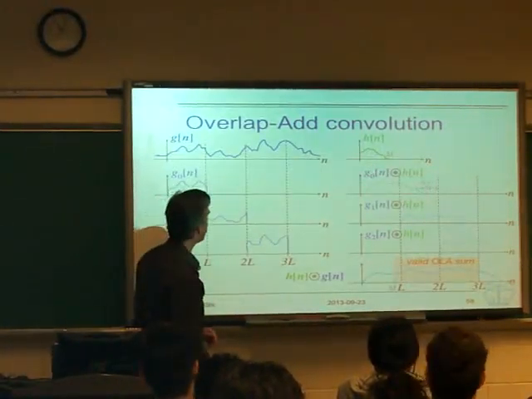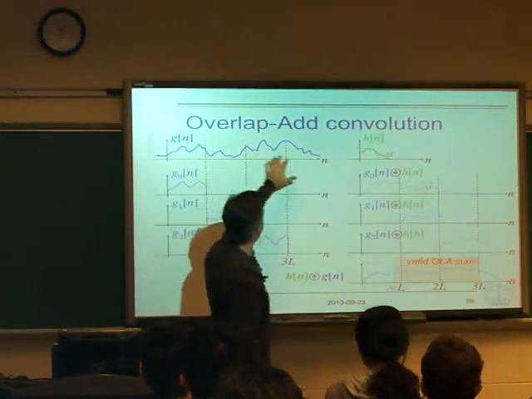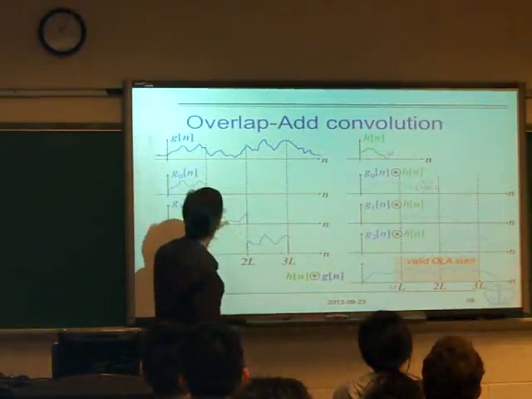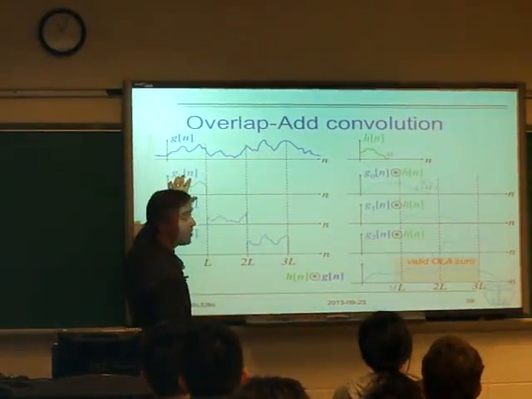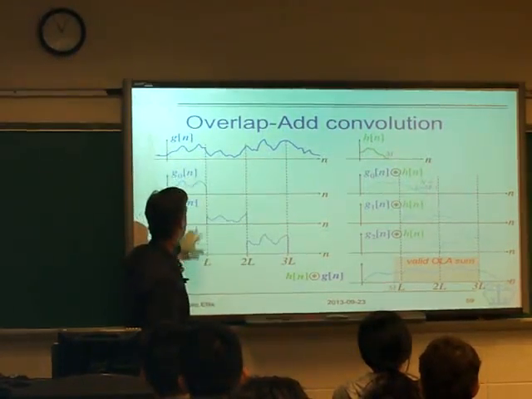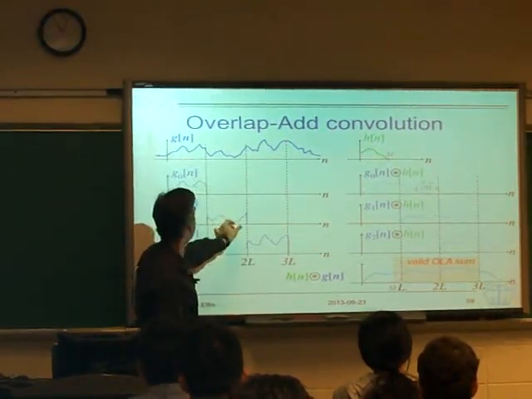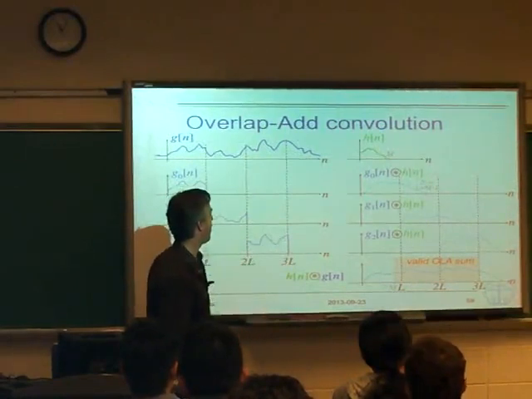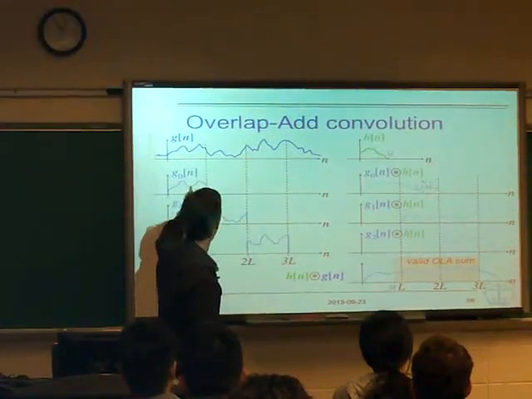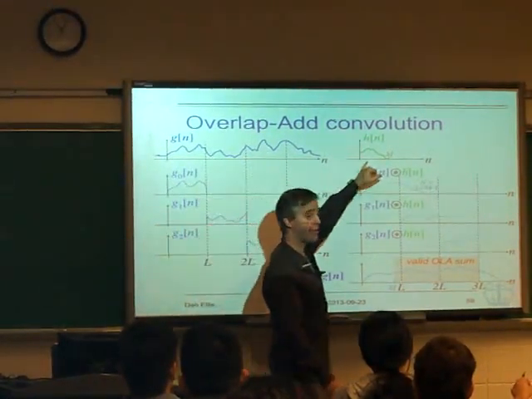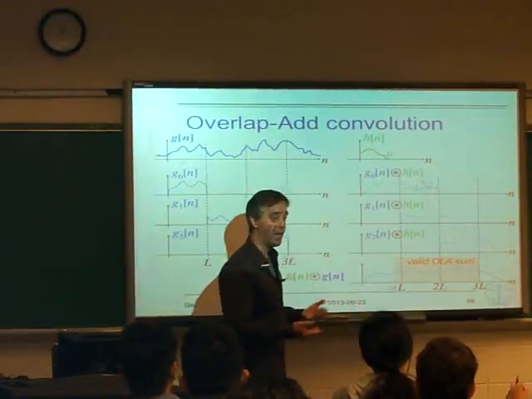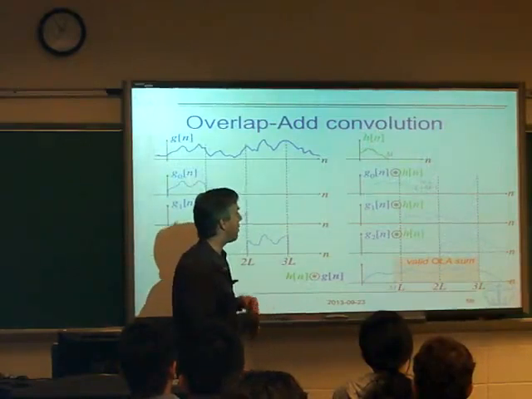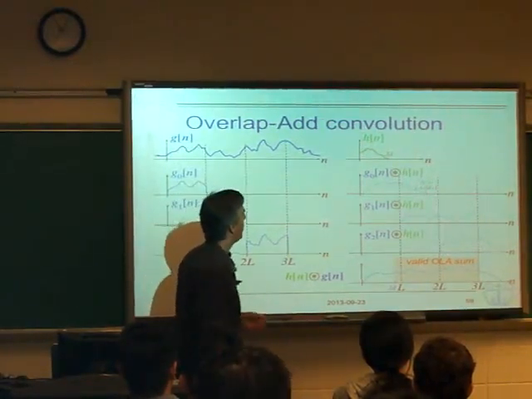And so here it is illustrated graphically. Here's our very long g of n. Here's our finite length impulse response h of n. Then here are our subsequences, g_i of n for i equals 0, 1, 2. So it's the first L points, second L points, third L points. So we're taking L point sequences here. We've got an N point impulse response here, and we're going to use zero padding to get the linear convolution out from the DFT.